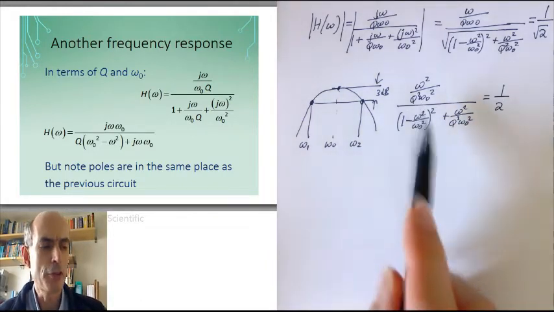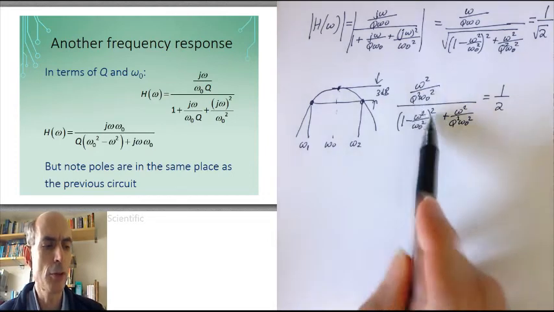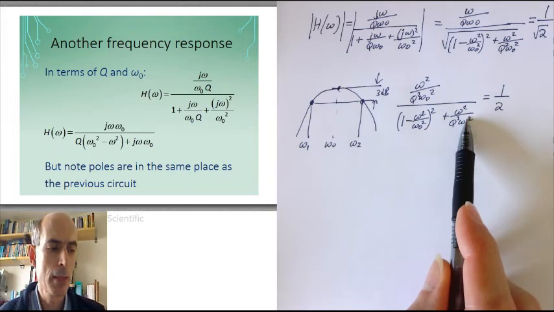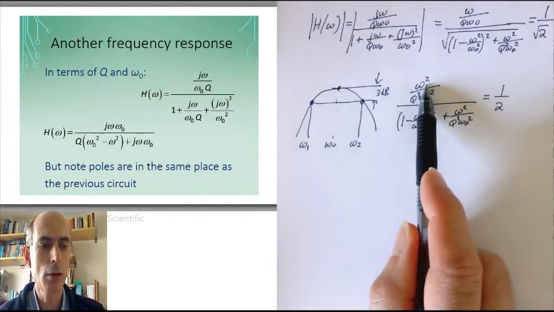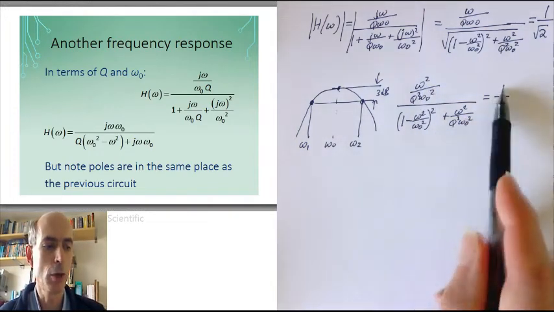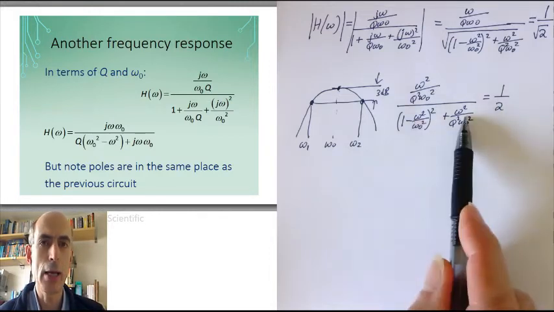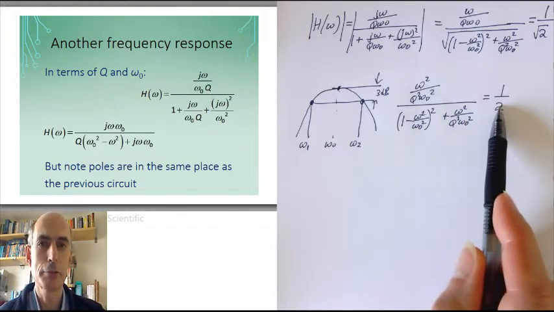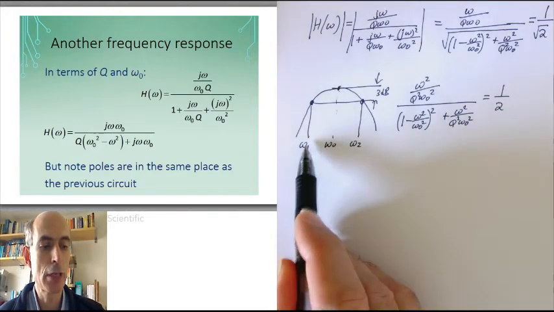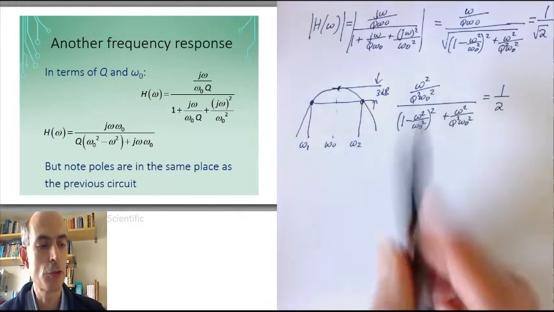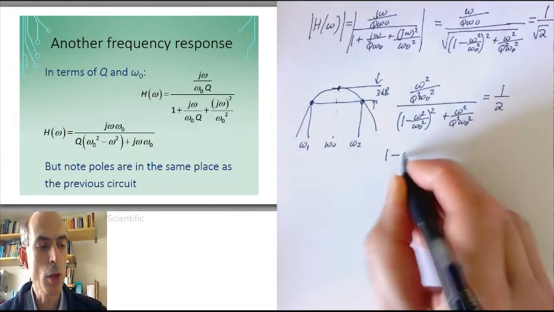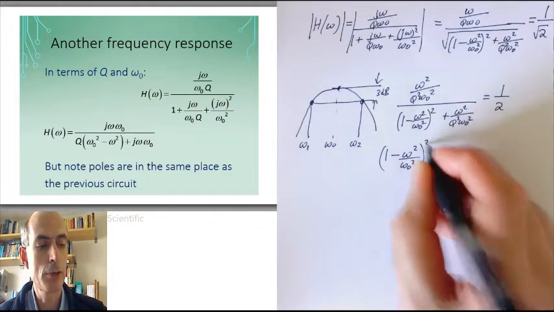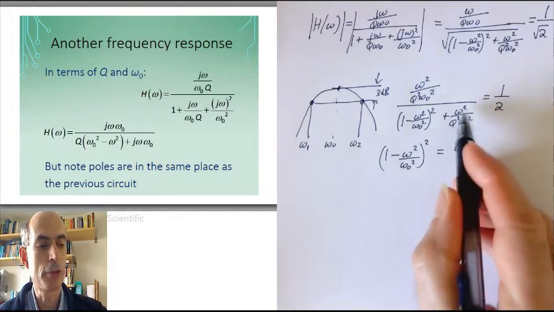If you look at this expression, you'll see that this again is in this form A over B plus A, as we've noted before. And the only way that A over B plus A can be equal to a half is if B is equal to A. This term and this term are equal. Then I would get a half. So I can say that at my 3 dB frequencies, omega 1 and omega 2, I must have that 1 minus omega squared over omega naught squared, all squared, must be equal to this term.